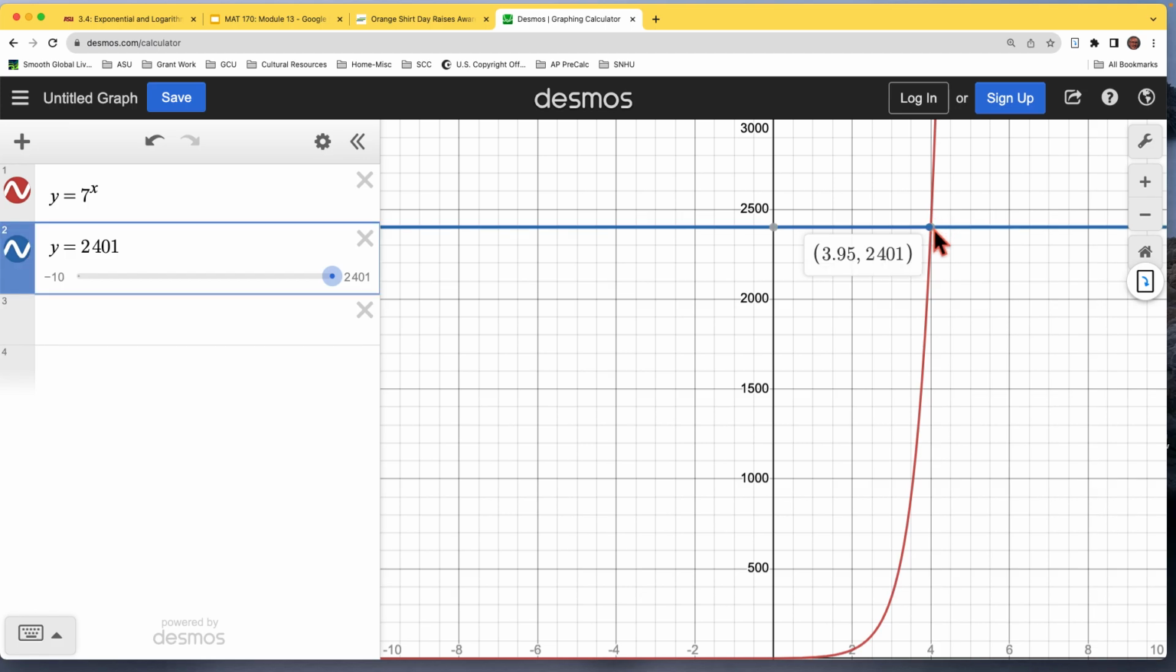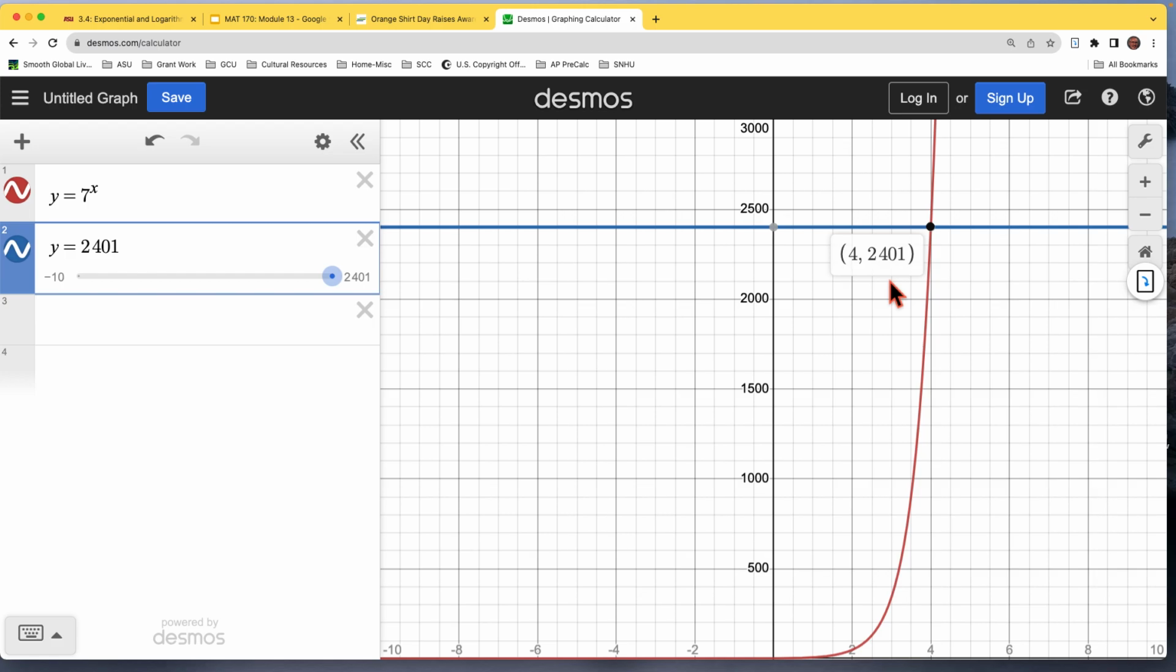Then you see the point of intersection, and you see when x is 4, y is 2,401. That's the intersection point, so x equals 4. Okay, that point of intersection. So we can solve these. All these ones we're doing today can also be solved graphically. You graph the left side, you graph the right side. Where they intersect will be your answer as well.